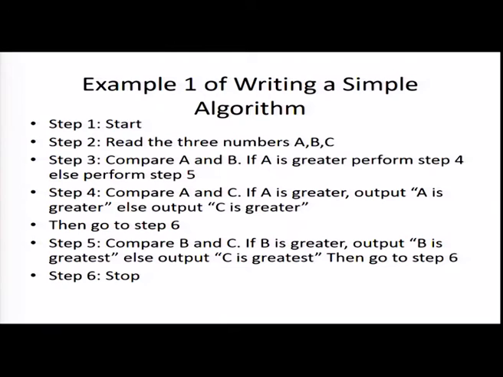Now what is step 4? Compare a and c. If a is greater, write the output as a is greater, else write the output as c is greater. Then go to step 6. Now step 5, compare b and c. If b is greater, write the output b is greatest, else the output c is greatest. Then go to step 6. What is step 6? Step 6 is stop.